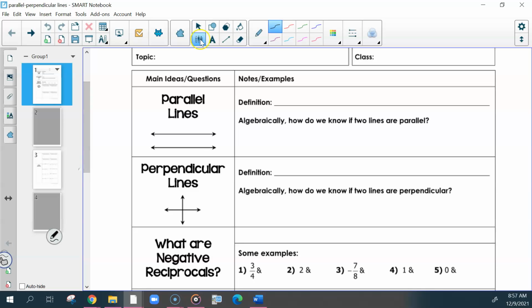So the definition of parallel lines is going to be the graphic definition, and then algebraic, and we'll talk about the rule we found. So the parallel definition is two lines that never intersect.